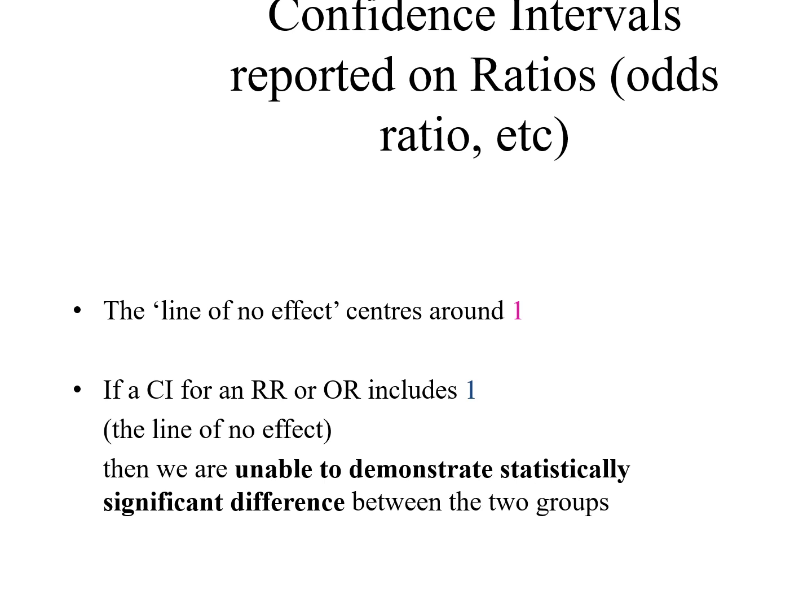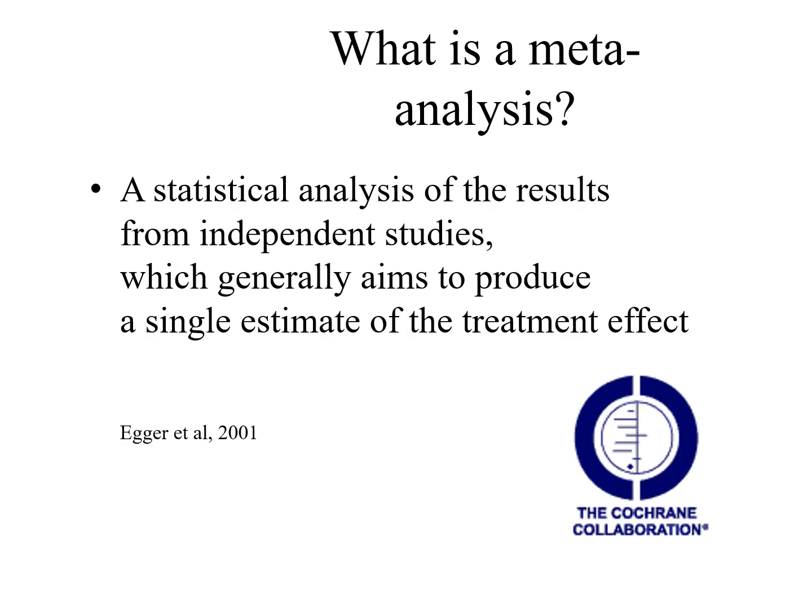How is it reported in ratios? The line of no effect centers around 1. So if your CI for a relative risk or odds ratio includes 1, then you are unable to demonstrate a statistically significant difference between the two groups. So what is a meta-analysis? It is a statistical analysis of the results from independent studies, which would generally aim to produce a single estimate of the treatment effect.